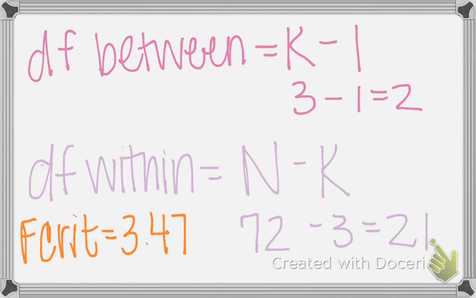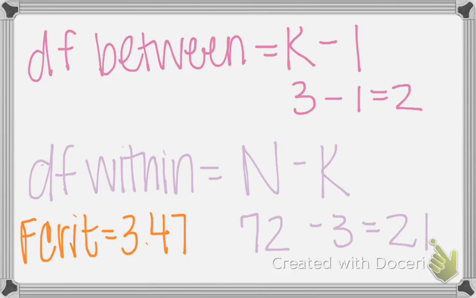DF for between equals K, which is the number of treatments, minus 1. So there are 3 treatments: poor teacher, average teacher, good teacher. Minus 1, so that equals 2 for degrees of freedom for between. For degrees of freedom for within, you have N, the total number of scores for the sample, minus K, the number of treatments in the sample.